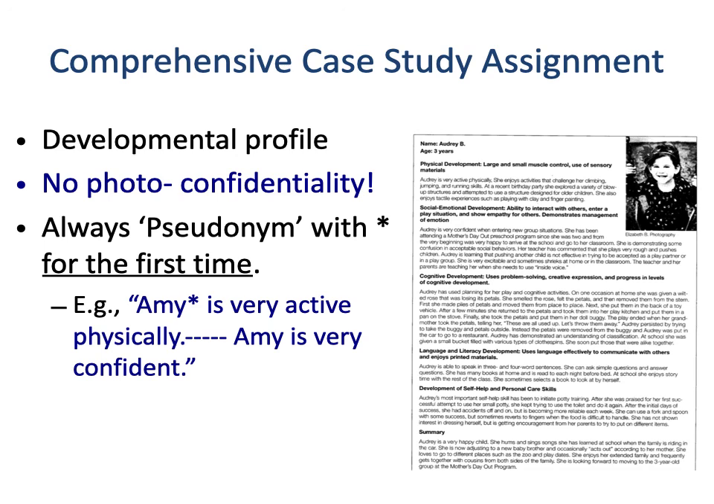When you use a pseudonym for the first time, you can put an asterisk, like you see in the example. Amy is very active and physically. You see the asterisk. You can put the asterisk for the first use, so you indicate that it is a pseudonym.